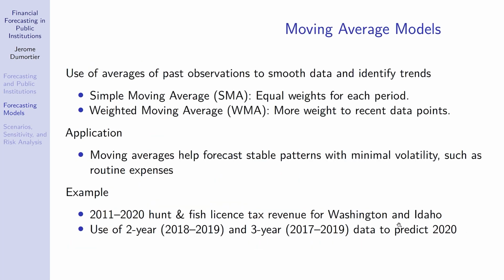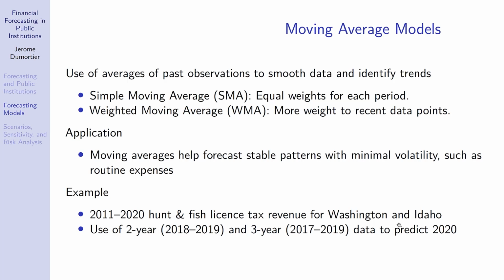So let us look at moving average models, and you can think about moving average models as using averages of past observations to smooth data and identify trends. Here we are only going to look at the simple moving average model, where we assign an equal weight for each period. The example that I'm going to use is 2011 to 2020 hunt and fish license tax revenue for the state of Washington and the state of Idaho.